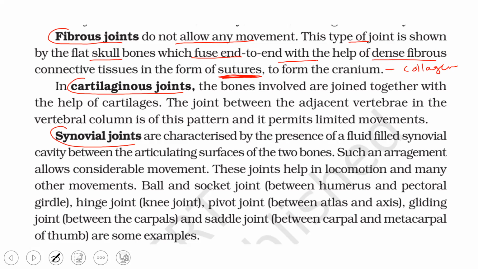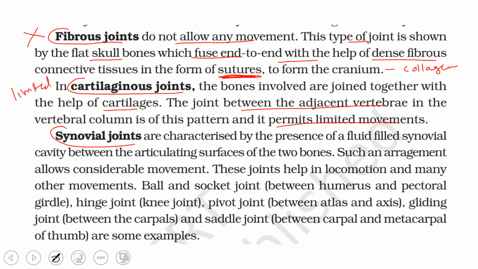Then cartilaginous joints are normally between two bones, like the bones of our limbs, and the part between the vertebrae in the vertebral column. There is cartilage in between, and it permits limited movements. So fibrous has no movement at all, and limited movement is seen in the case of cartilaginous.